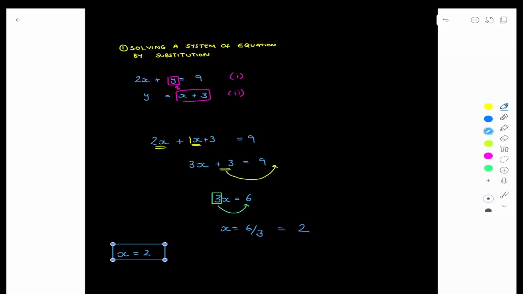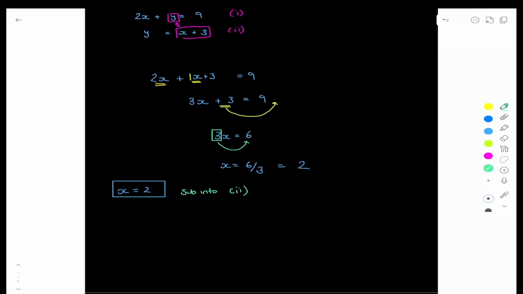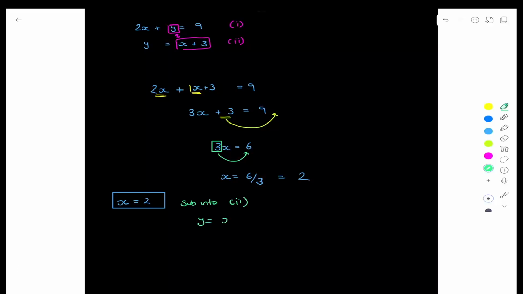Most students leave it there, but remember, you need to work out what y is as well, because we need to know what both x and y are. So because you've watched this video, you're not going to make that mistake. You're going to substitute that back into, you could sub it into either equation, but we might as well sub it into equation 2 because it's already in the form of y equals x plus something. So let's sub it into equation 2. So y equals x plus 3, and we know x is 2, so it's 2 plus 3, which is 5.